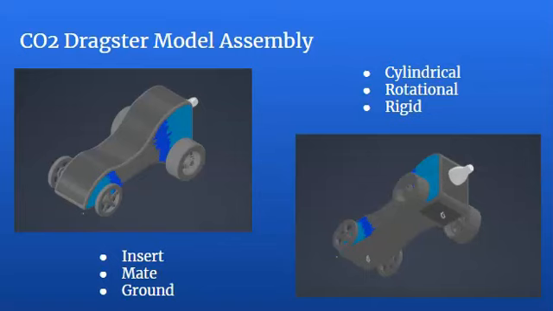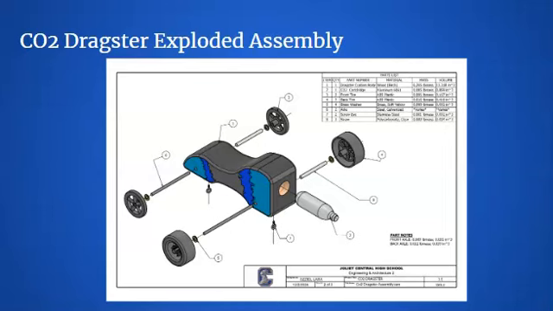For example, I use an insert joint for the CO2 canister to the body, and rotational joints for the wheels to the axles. In order to create the explicit assembly of my CO2 dragster, I use a tweak tool to pull apart the parts of the assembly.